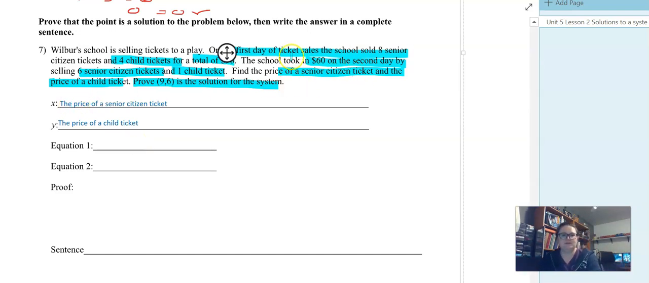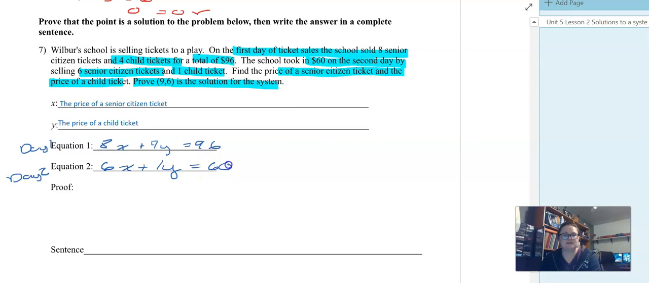So the first day of ticket sales, the school sold 8 senior citizen tickets and 4 child tickets. So that's just about as straightforward as it sounds. Hopefully that sounds straightforward to you. So you have 8x, because X is senior citizen tickets, plus 4y is $96. And then you have day 2. You have 6 senior citizen tickets and 1 child ticket. So you have 6x plus 1y equals $60.